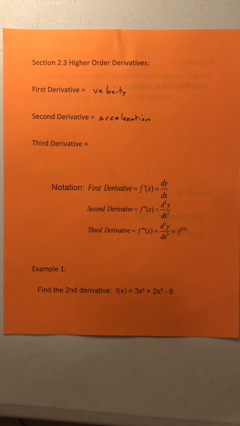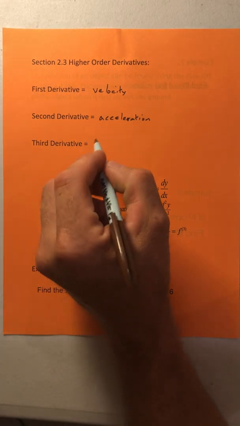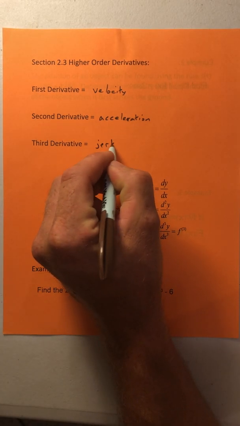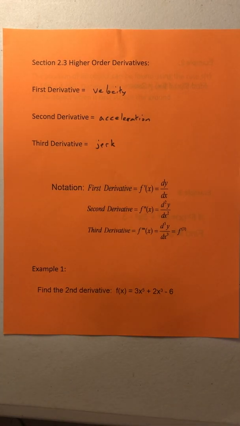And our third derivative is going to be the derivative of the derivative of the derivative, or the derivative of the second derivative, and we call that the jerk. Don't be a jerk about it, just the jerk.